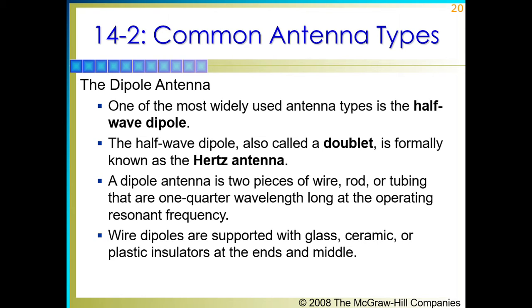Each of the two rod elements is approximately one-fourth wavelength long, so the whole antenna is a half wavelength long. The radiation pattern of a vertical dipole is omnidirectional. It radiates equal power in all azimuthal directions perpendicular to the axis of the antenna.